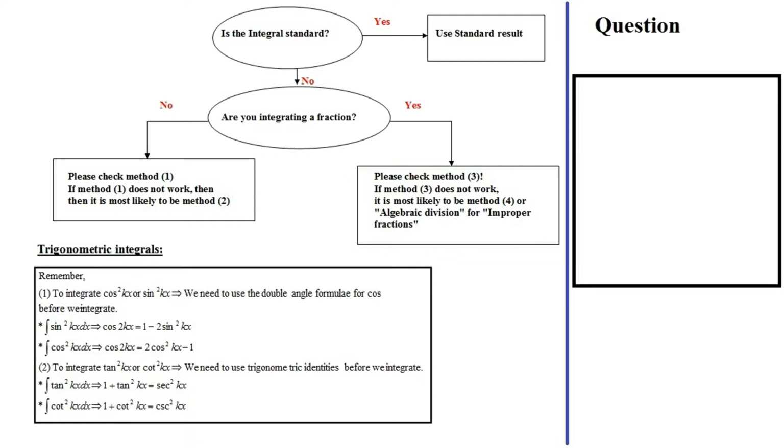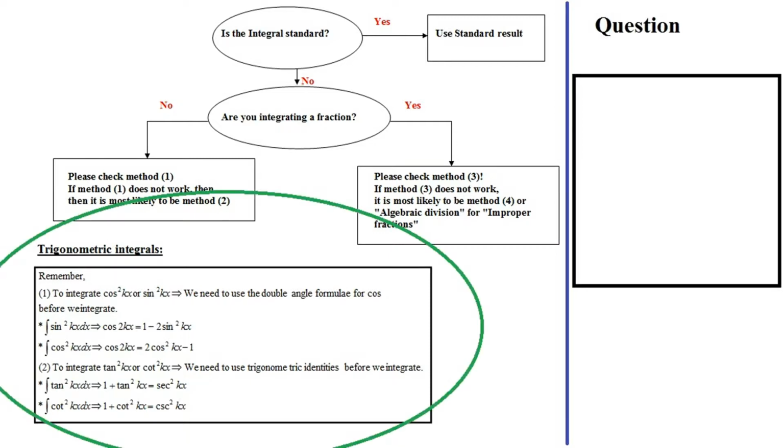Okay? Now, at the bottom of this flowchart, trigonometric integrals. And remember, in my trigonometric integration video, and once again I'll provide a link to that video in the description below, so all of the integration methods 1 to 4, the links to all those videos are in the description below. So trigonometric integrals, so to integrate cos squared or sine squared, remember the idea, you need to use a double angle formula for cos.